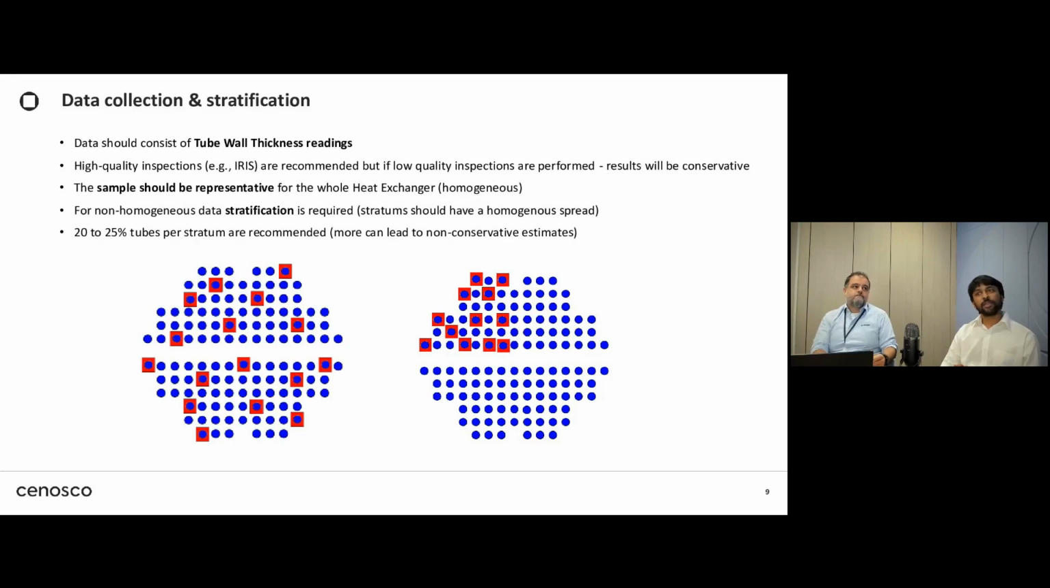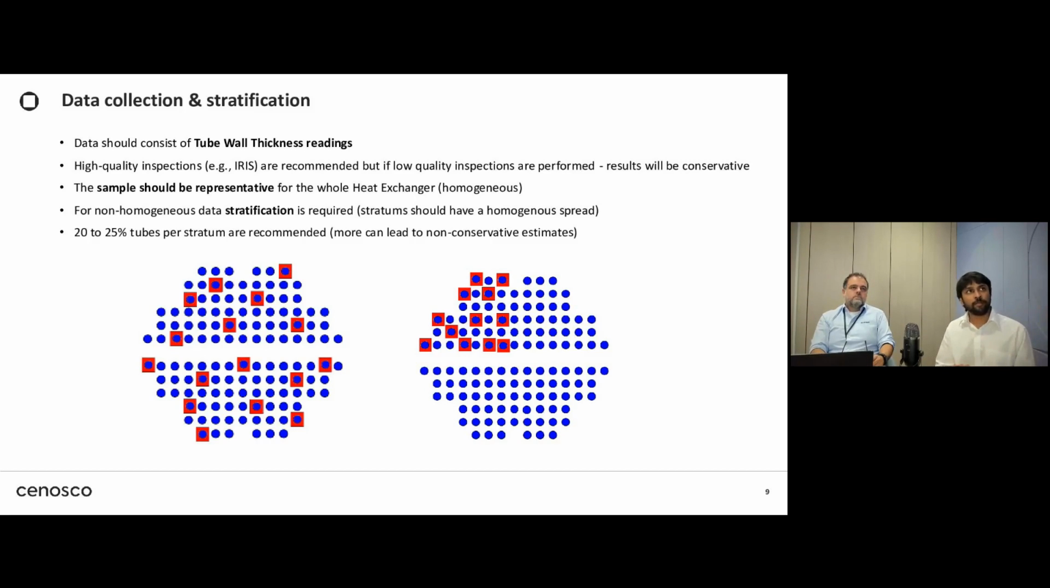So let's look into the implementation aspects, folks, because one of the primary aspects with regards to your implementation is to ensure that the data is collected appropriately. That is a key aspect, right? So with regards to performing a good quality analysis of your tube bundles, we need to ensure that we have a sample representation, a homogeneous sample representation rather, for your entire bundle.